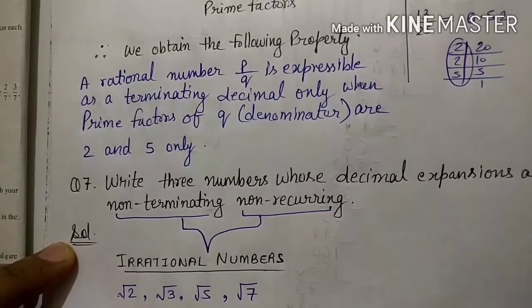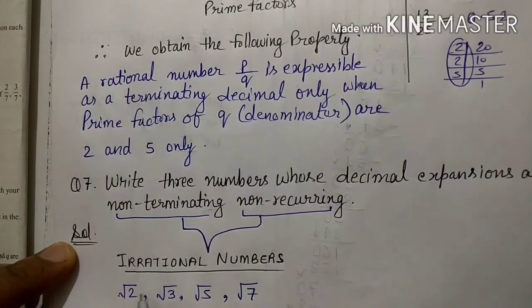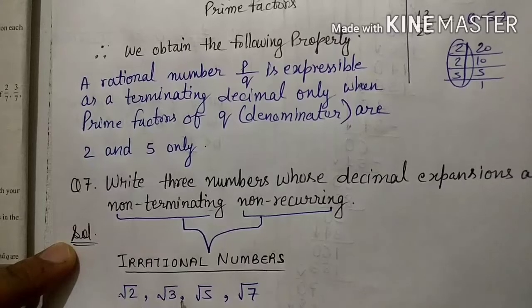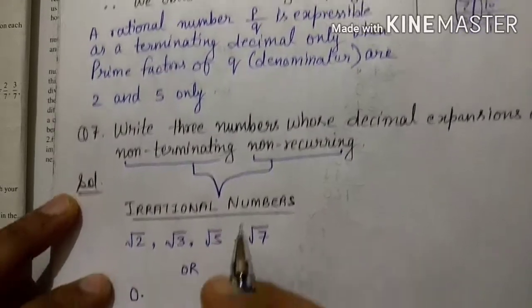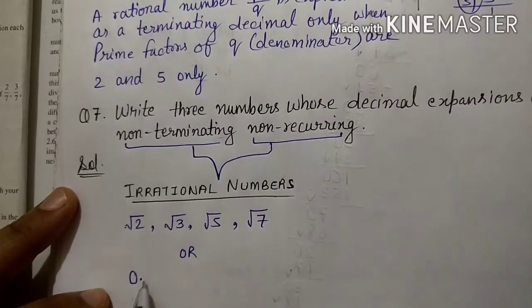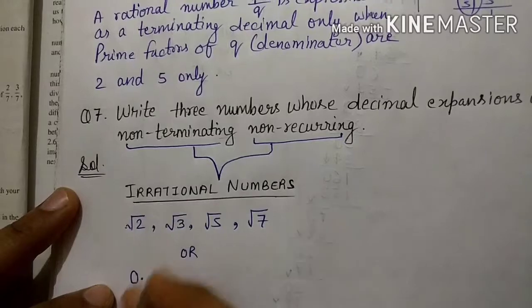Root 2, root 3, root 5, root 7. Those which are prime numbers, we can put under a root, so it becomes an irrational number only. So root 2, root 3, root 5, root 7, these are all irrational numbers. And if you want to take more examples, we have to write a decimal which is non-terminating and does not repeat also.